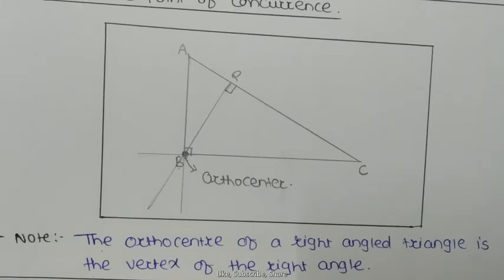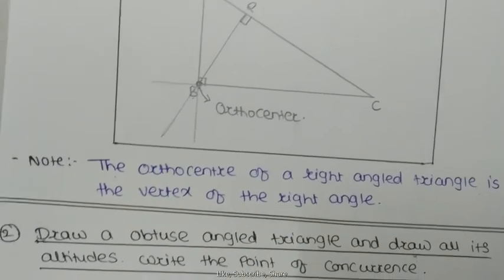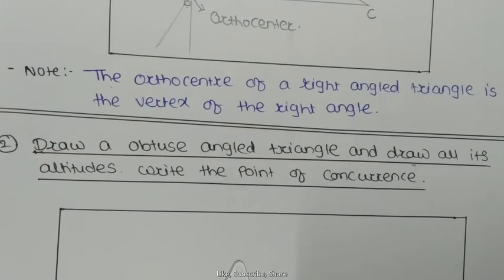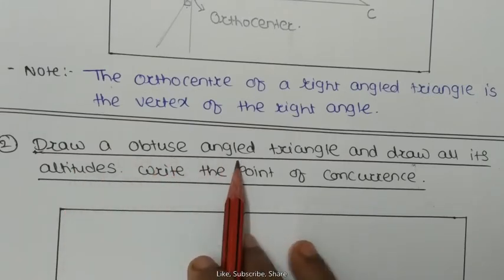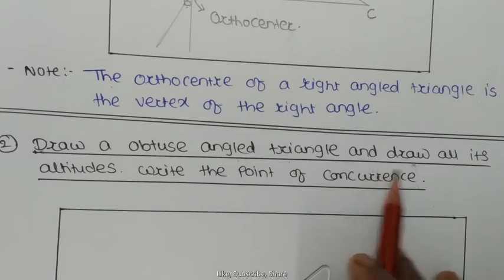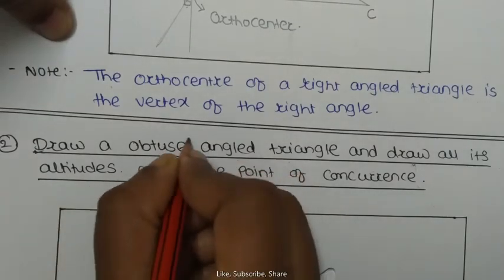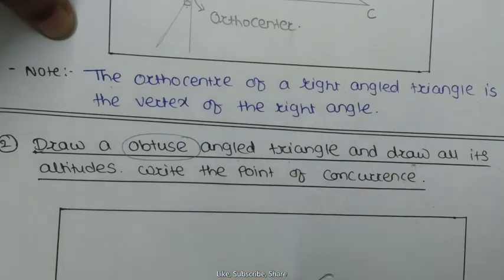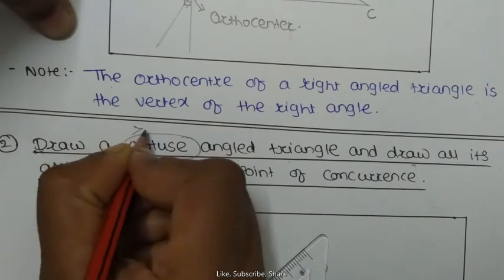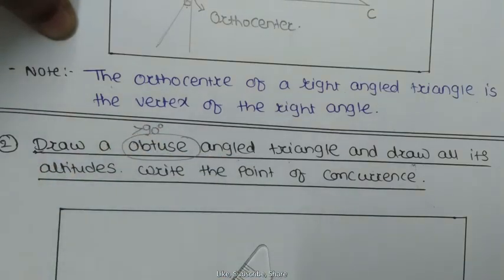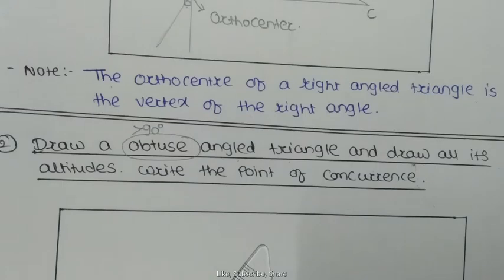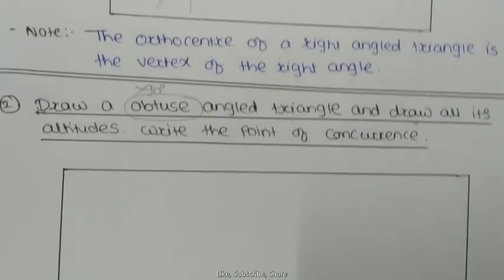Now next we have to discuss the next type of triangle, the obtuse triangle. Okay. So what about the obtuse triangle? We will discuss this one. Draw an obtuse angle triangle and draw all its altitudes. Write the point of concurrence. Okay. Listen. What is meant by obtuse? An obtuse angle triangle has an angle greater than 90 degrees. An angle greater than 90 degrees is called an obtuse angle. So we have to draw this type of angle here.